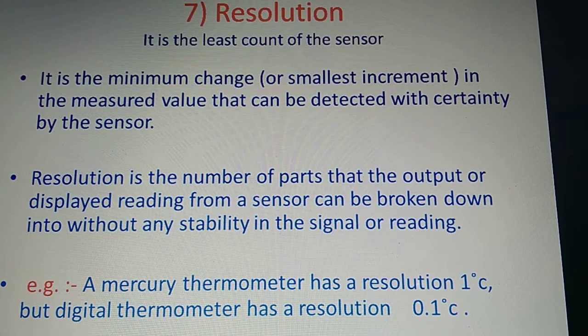Let us consider the example of a mercury thermometer which has a resolution of 1 degree Celsius, and a digital thermometer which has a resolution of 0.1 degree Celsius. That means a mercury thermometer can read temperature values of 1 degree Celsius, 2 degrees Celsius, 3 degrees Celsius, etc., whereas a digital thermometer can read smaller temperature values, 0.1 degree Celsius. So the resolution between these two is 1/10. This is called resolution.